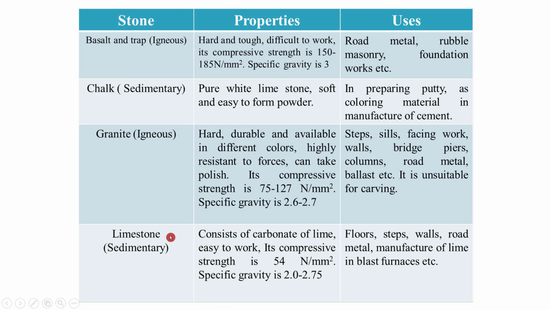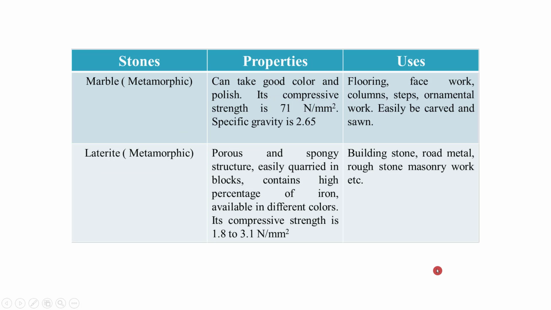Next, we have the limestone, sedimentary. They consist of carbonate of lime. They are easy to work and its compressive strength is 54 Newton per mm square. The specific gravity is 2 to 2.75, and they are used for floors, steps, walls, road metal, manufacture of lime in blast furnaces, etc.